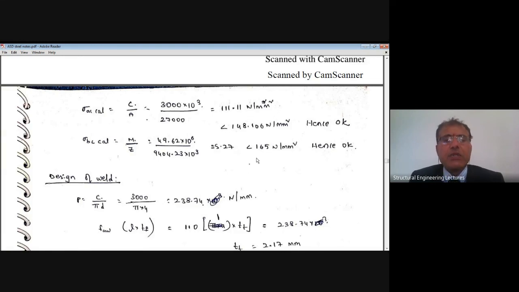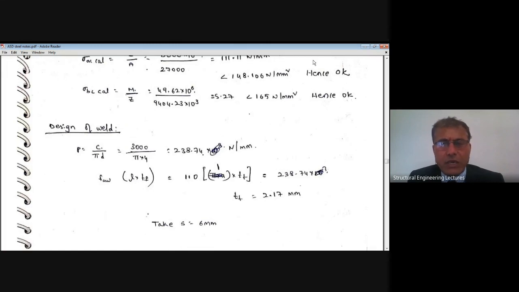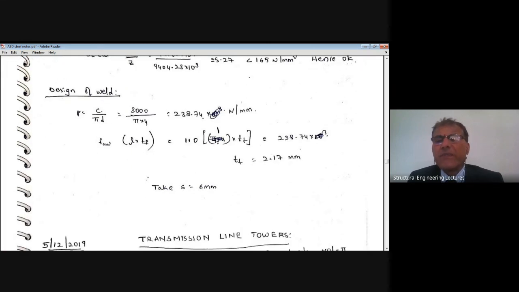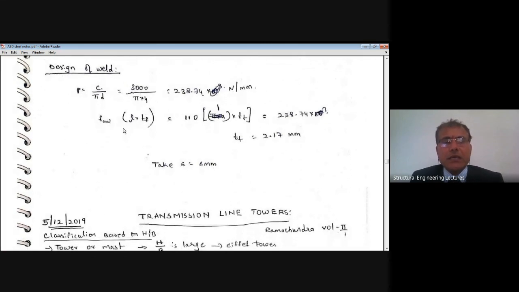However, please make a note that this actual bending stress 5.27 is much less than the actual compressive stress 148. Hence, it indicates that this beam is not primarily under bending action, but primarily under compression action of huge intensity. Both are much less than the permissible values. Hence okay.